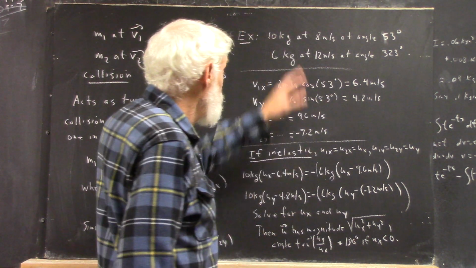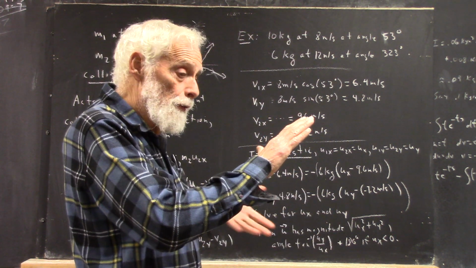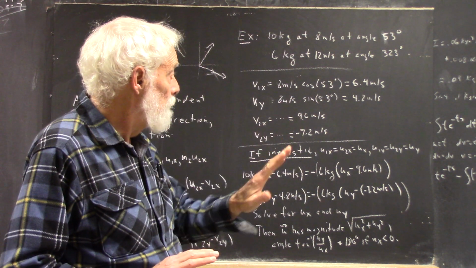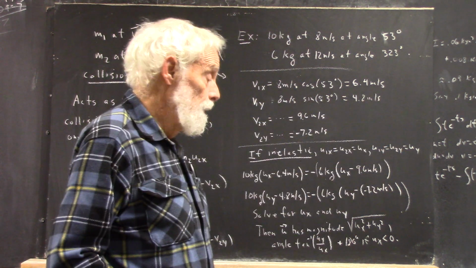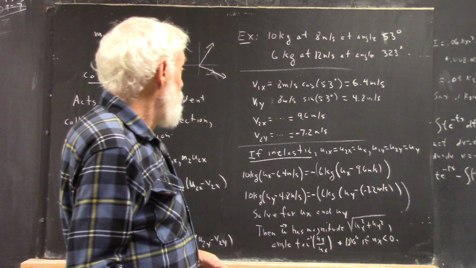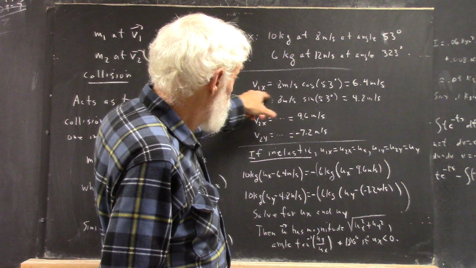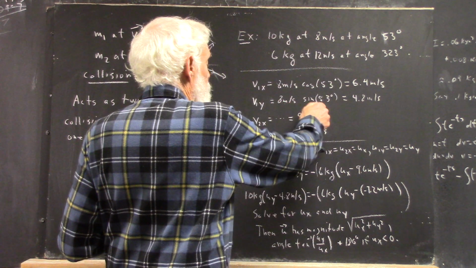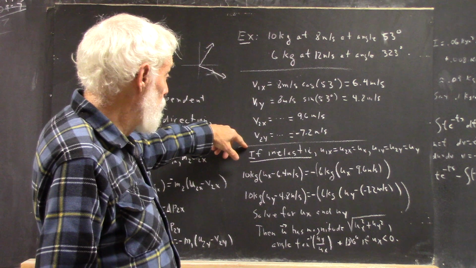Okay, so for an example, let's say we have 10 kilograms at 8 meters per second at an angle of 53 degrees, and 6 kilograms at 12 meters per second at an angle of 323 degrees. Now this thing is moving faster than this, so this thing's moving along at 53 degrees, and this thing's moving along a little faster, at 323 degrees. They collide and they'll go off something like this. Or maybe they collide and stick together and go off in one direction. In any case, this information gives us v1x, v1y, v2x, and v2y. v1x is v1 times the cosine of 53 degrees, v1y being the magnitude of v1 times the sine of 53 degrees. We get these results in a very straightforward manner. And same thing for v2x and v2y.